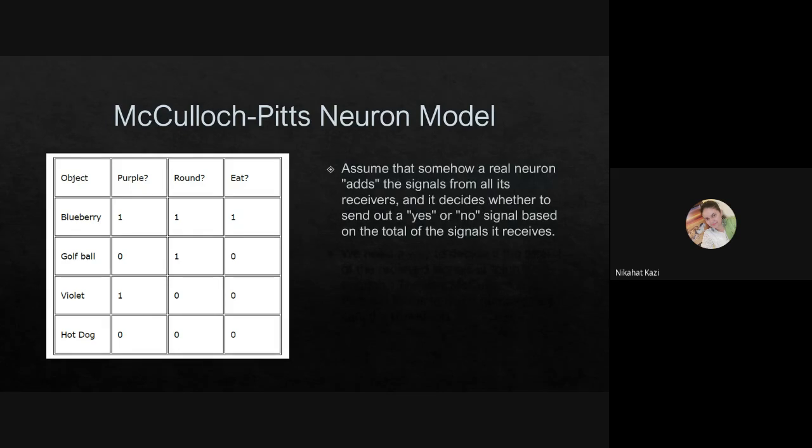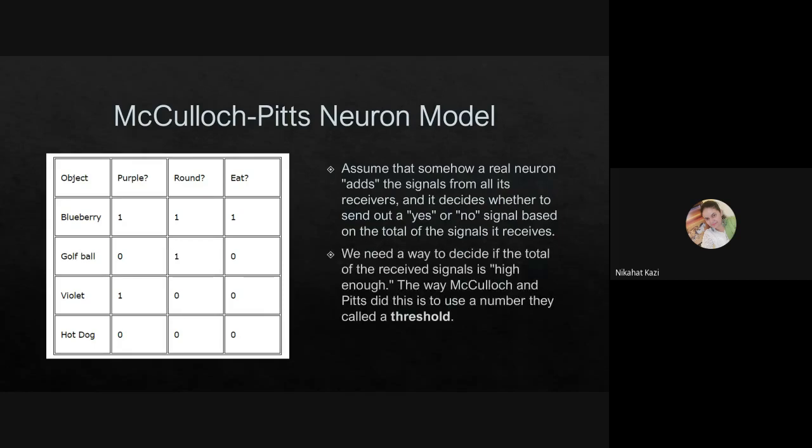So let us assume that somehow a real neuron adds the signals from all of its receivers, and it decides whether to send out a yes or no signal based on the total of the signal it receives. So it's just an adder. Just assume that a real neuron is just going to add all the signals. Okay.